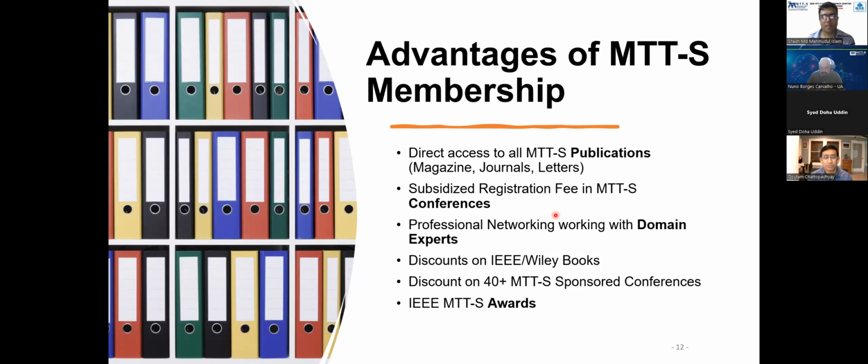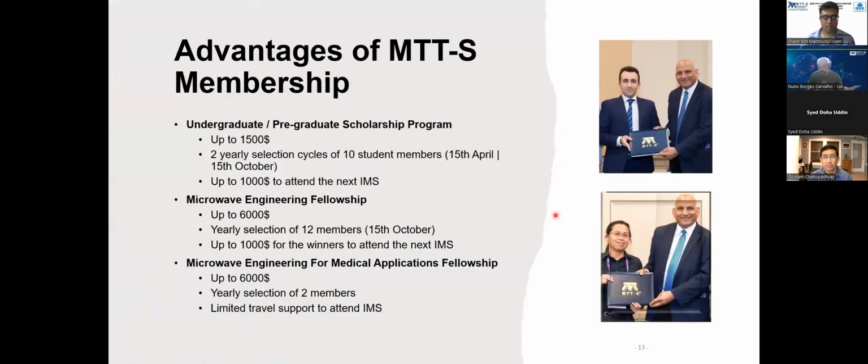So this is amazing, and I think this is the main part of the activity that you can have by joining us. So we have discounts on books. You have, as said, discounts on conferences, and you can have access to a significant number of awards. And some of those awards I put here. So we have around 10, 2-year cycles of 10 student members, up to $1,500 undergraduate, pre-graduate scholarship programs. We have 12 grants for microwave fellowship. We have 2 grants for specific membership for colleagues working in the medical microwave fields.